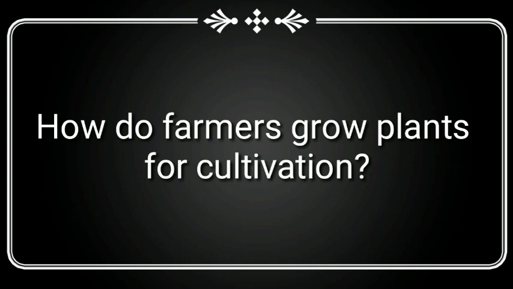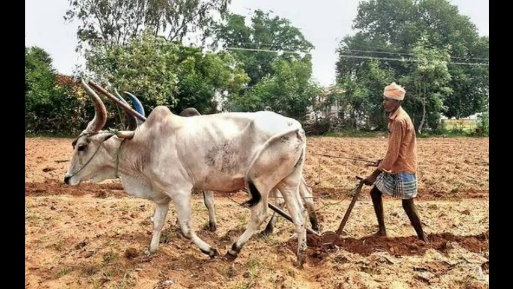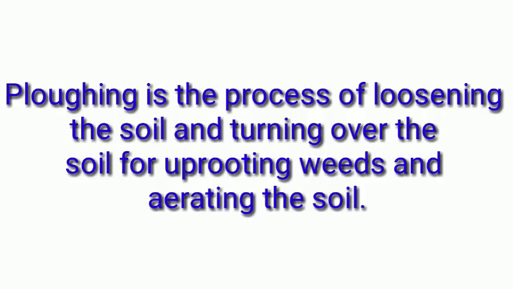So, how do farmers grow plants for cultivation? Now that's a question. We understood that cultivated plants need to be grown. But how does the farmer grow these cultivated plants? So let us have a look. First the farmer needs to prepare the soil where the crops or the cultivated plants need to be grown.